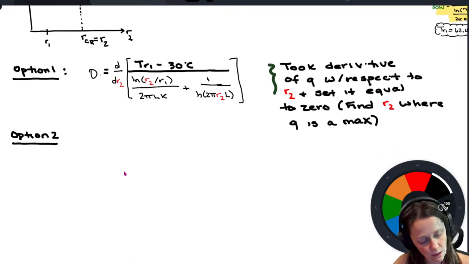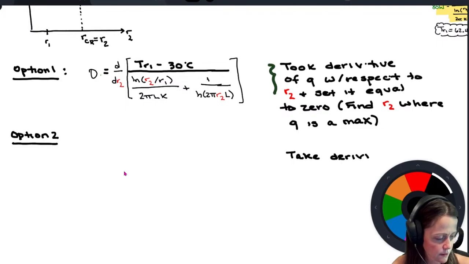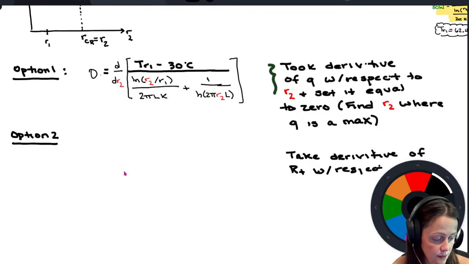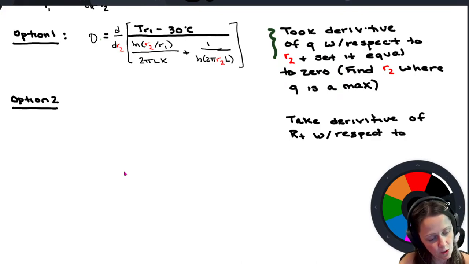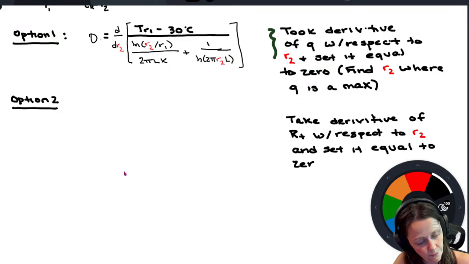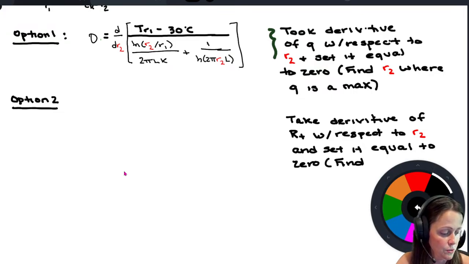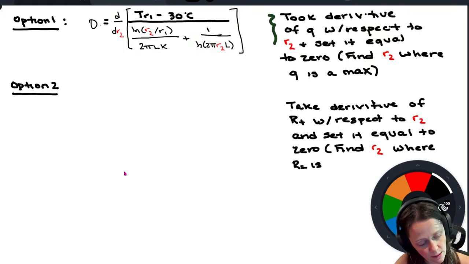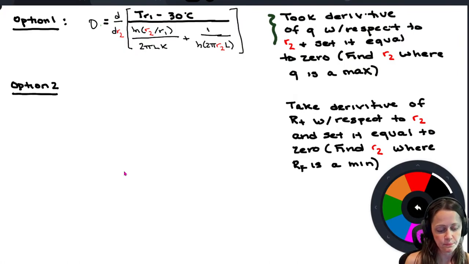I'm going to take the derivative of that thermal resistance, again, with respect to R2, and set it equal to 0. In other words, I'm going to find R2 where that thermal resistance is a minimum. So the thermal resistance is the denominator of that thing up in option 1.